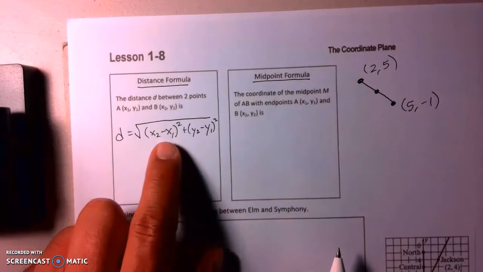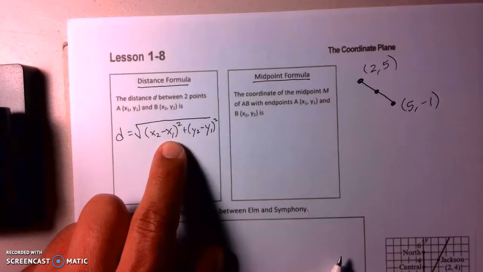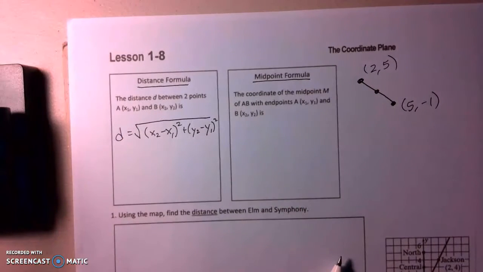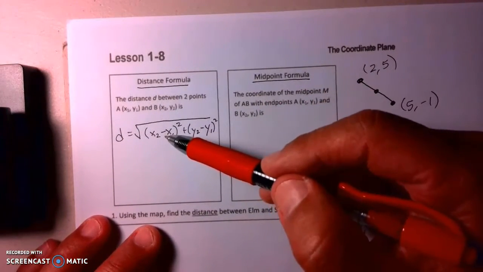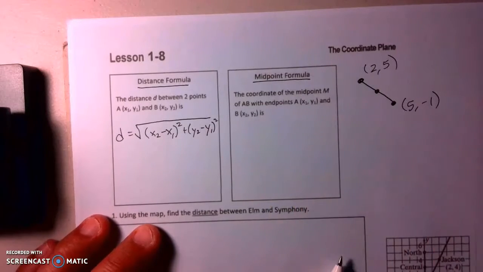And when you have this x2, x1, that is just distinguishing between the 2 points. Okay, don't square anything because you see a 2 here. Now that does mean square.